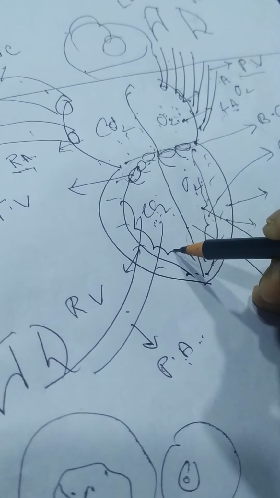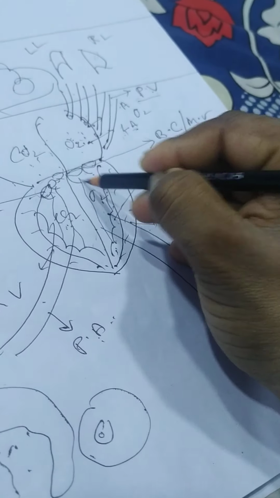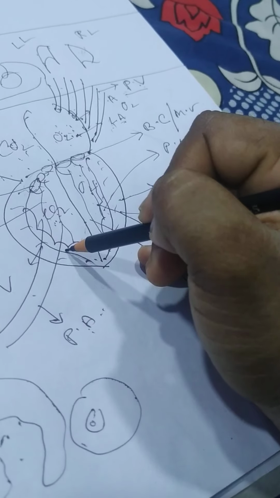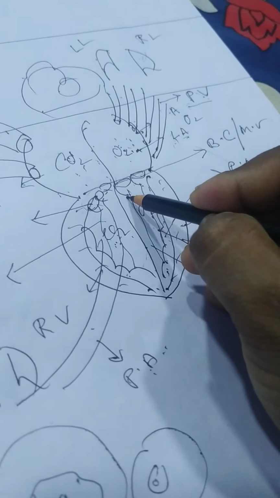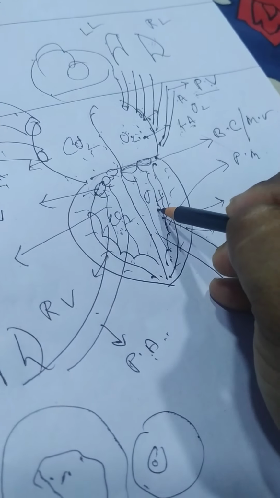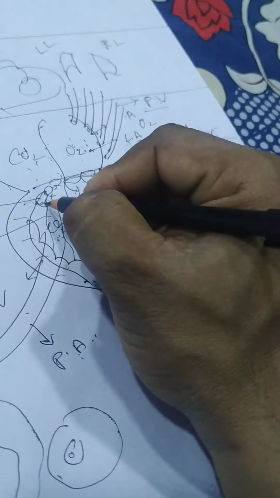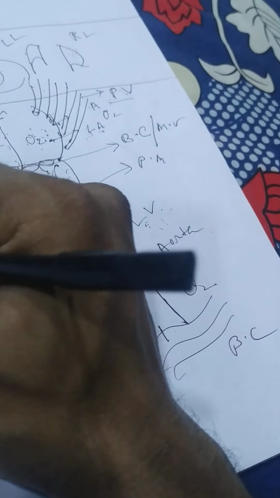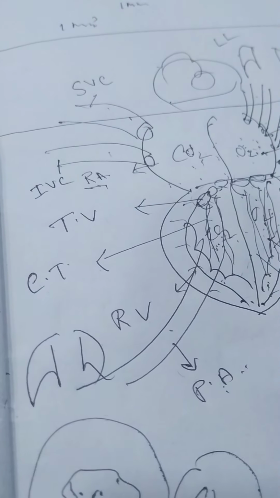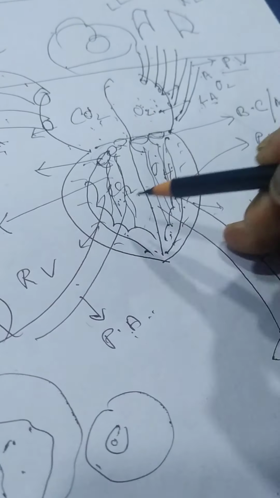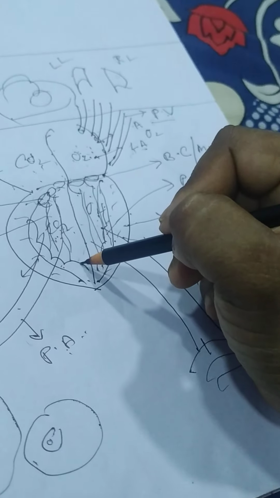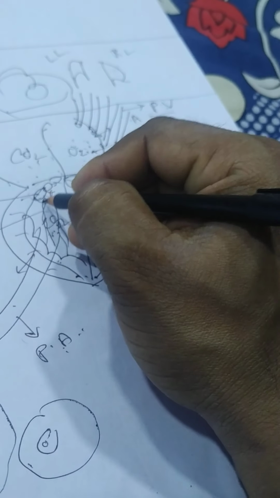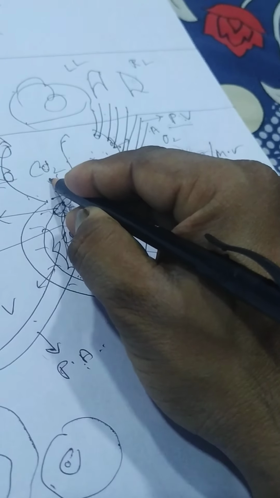Here, some thread-like structures are situated from the wall of the papillary muscles to the lid of the valve. They are called chordae tendineae. Chordae tendineae are thread-like structures which attach from the papillary muscles to the lid of the valve, and they hold up the lid of the valve, so the valve cannot open upward towards the auricle.